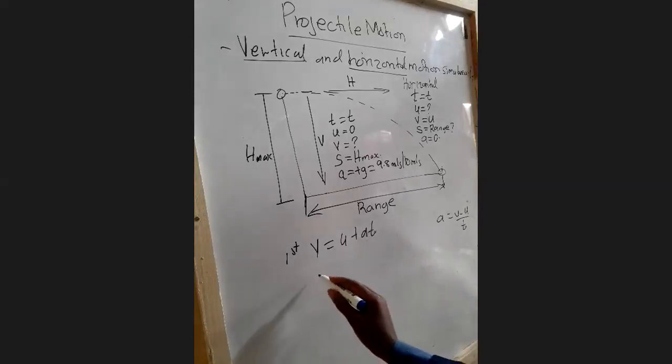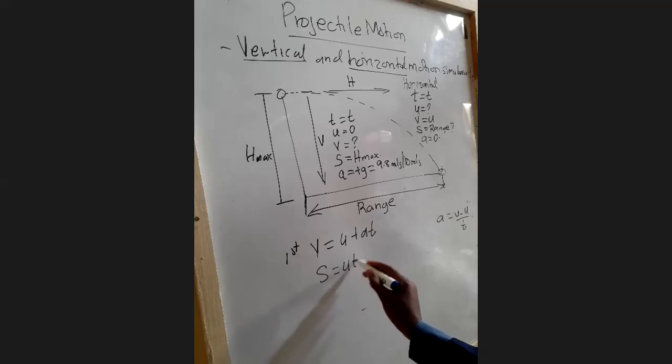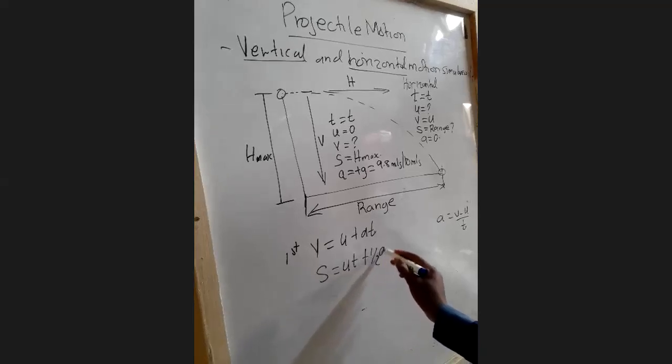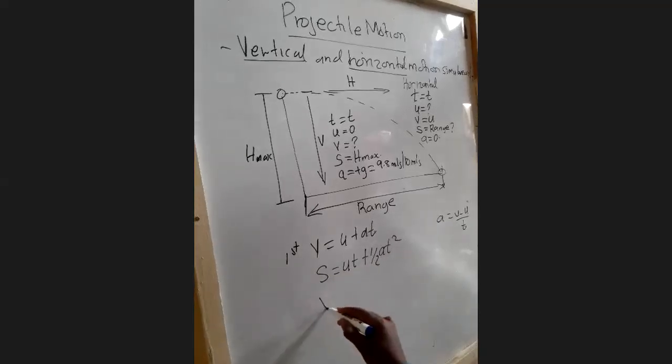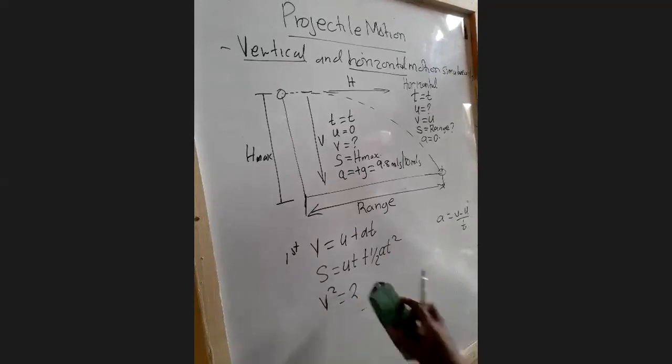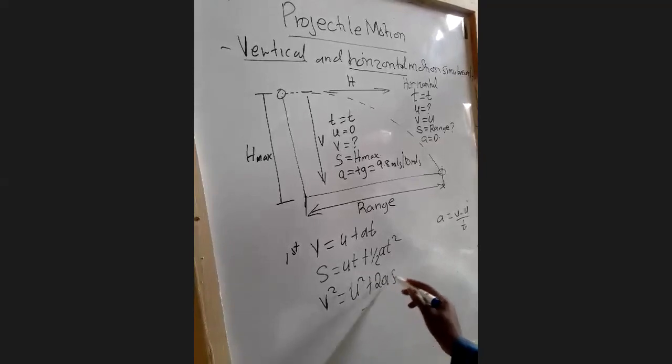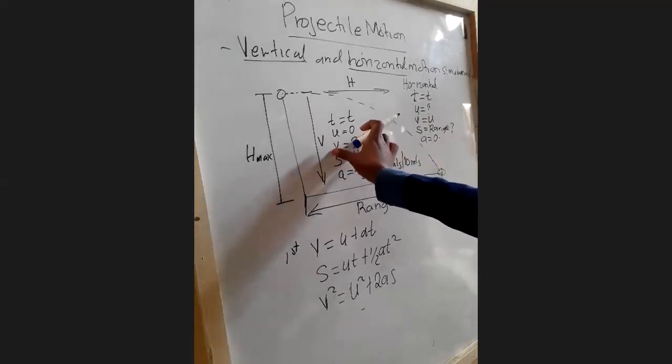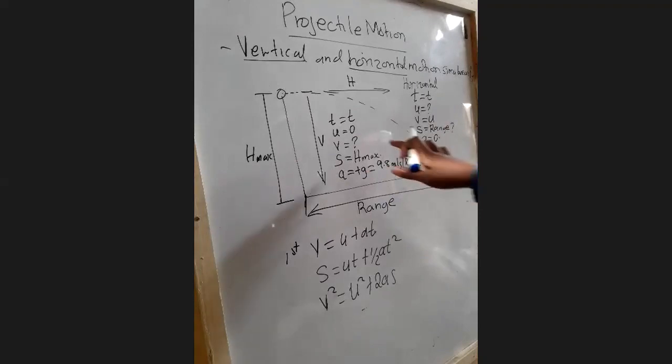Then the second equation is usually S is equal to ut plus a half at square. The third equation is v square is equal to u square plus 2as. Those are the three basic equations that we have for linear motion. Now, if it is a horizontal motion, then we can get the final velocity.